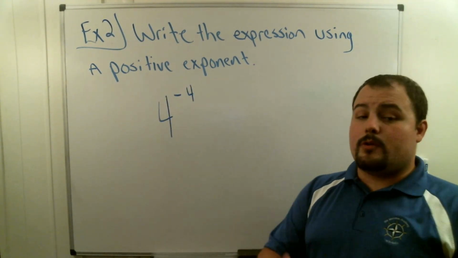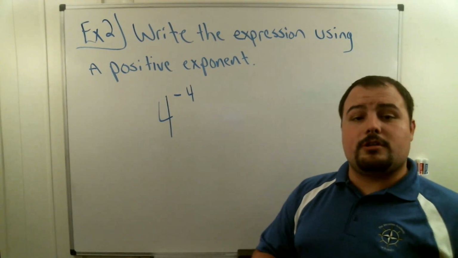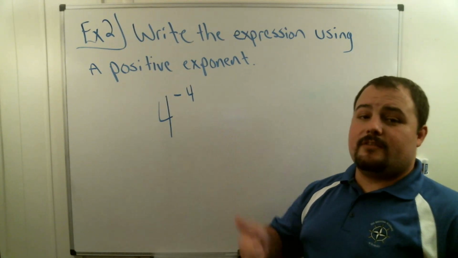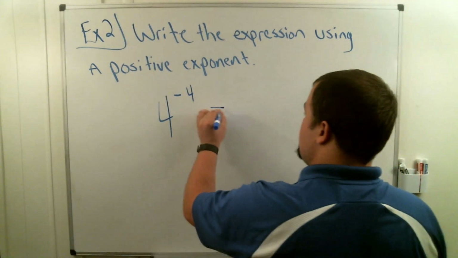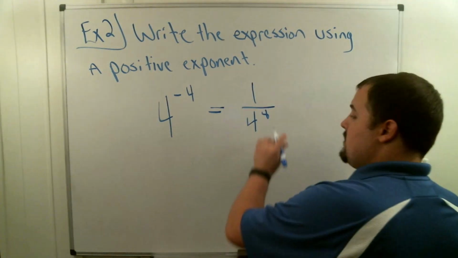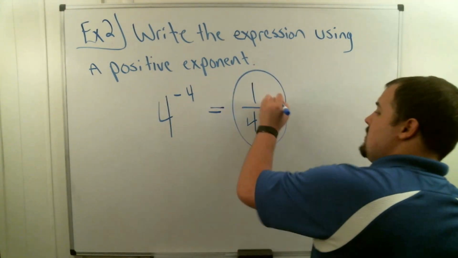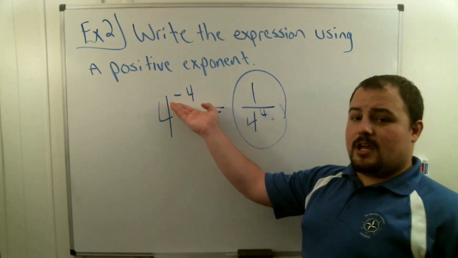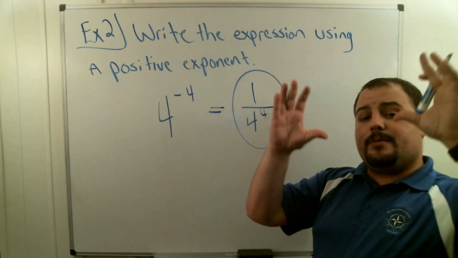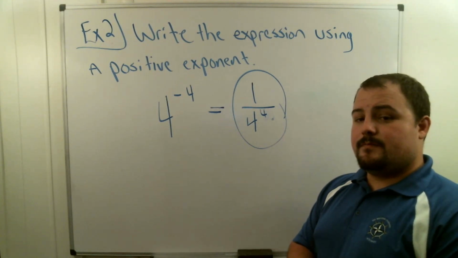In example 2, we're doing the same thing. We're going to change this to a positive exponent. We're looking at 4 to the negative fourth power. The rule says, again, if we have a number to a negative exponent, all we got to do is change it to that same number under the number 1, but now instead of a negative exponent, it's a positive exponent. So notice that instead of a negative 4, it's now a positive 4. All you got to do is make it the same number under 1, but change the exponent to a positive.